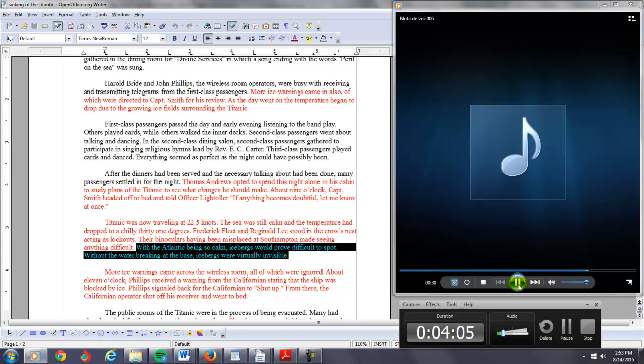About 11:40, Frederick saw an iceberg. Immediately the alarm bell was sounded, but despite all efforts, the Titanic hit the iceberg.